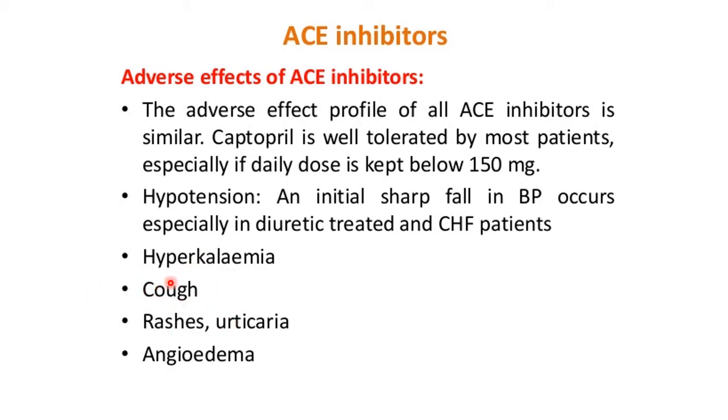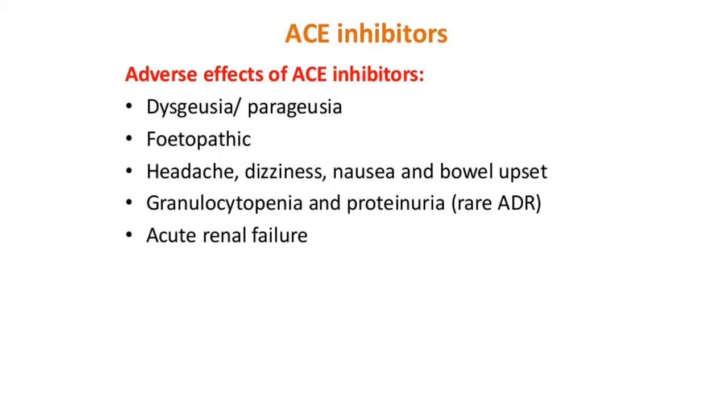This will cause dry cough, and this is a very major side effect with these ACE inhibitors. Dry cough is the major side effect, and it is due to the accumulation of bradykinin in the lungs. Similarly, the patient may experience rashes and urticaria, and angioedema. This is also due to bradykinin. Patient may experience dysgeusia or parageusia. It is fetopathic. It is contraindicated in pregnancy because it causes fetal malformations. It can cause malformations of the kidney in the fetus. Patient may experience headache, dizziness, nausea, and bowel upset, granulocytopenia, and rarely proteinuria. Patient may go into acute renal failure.